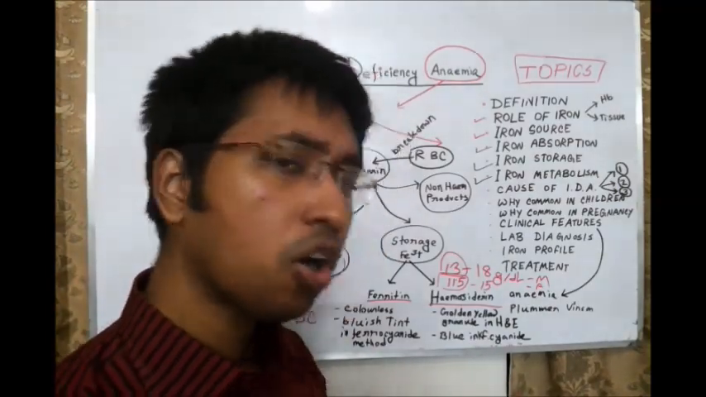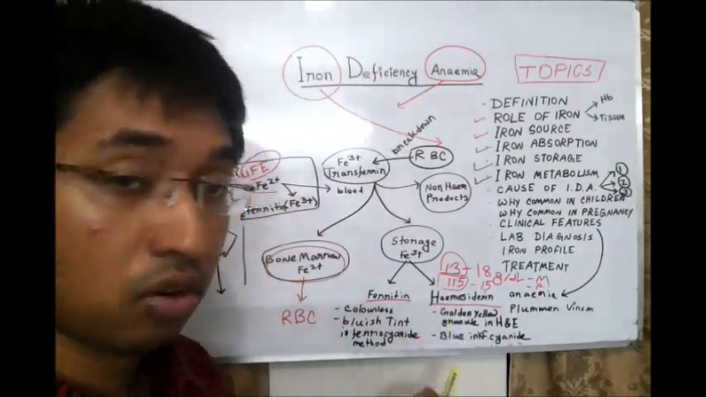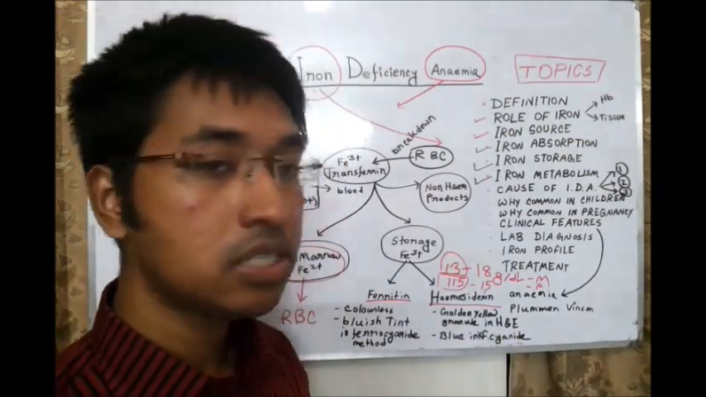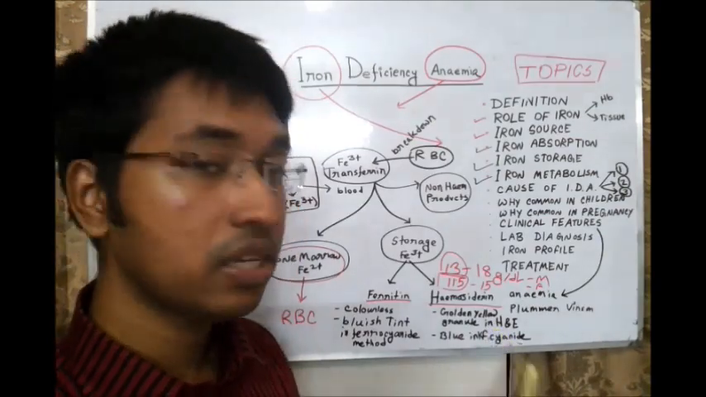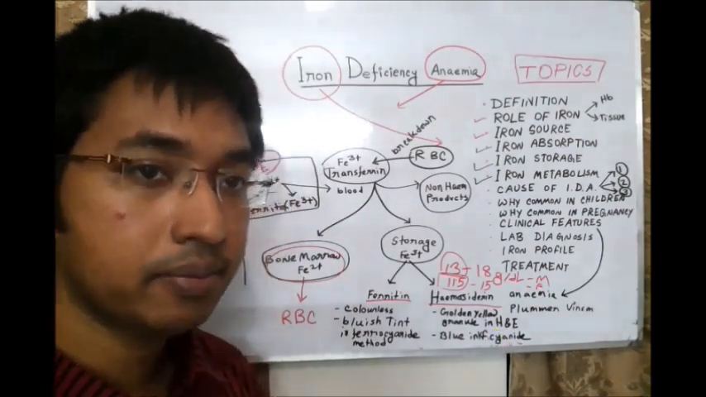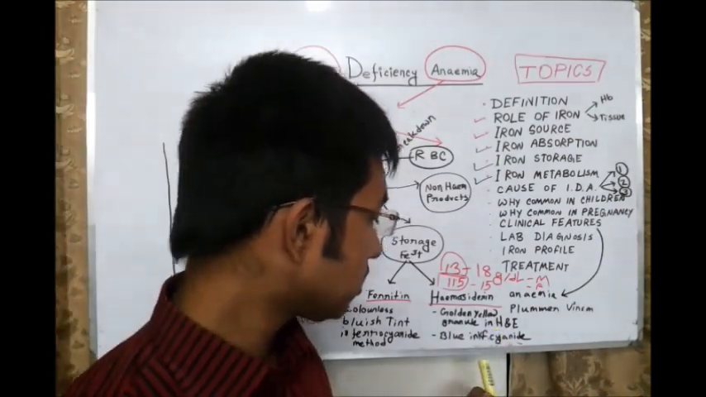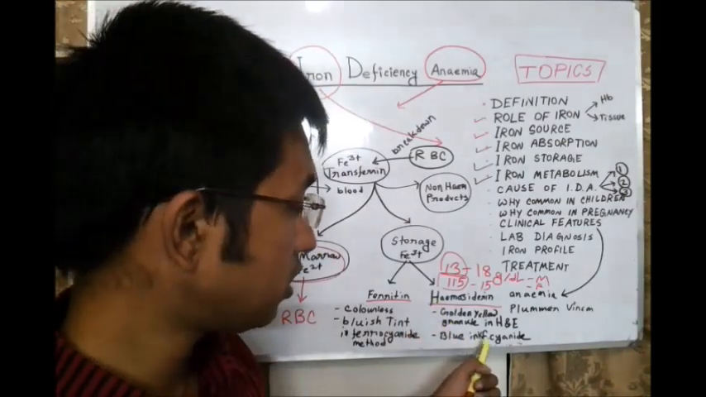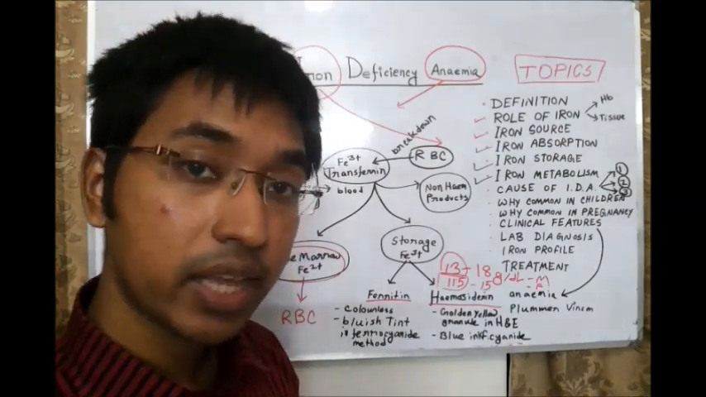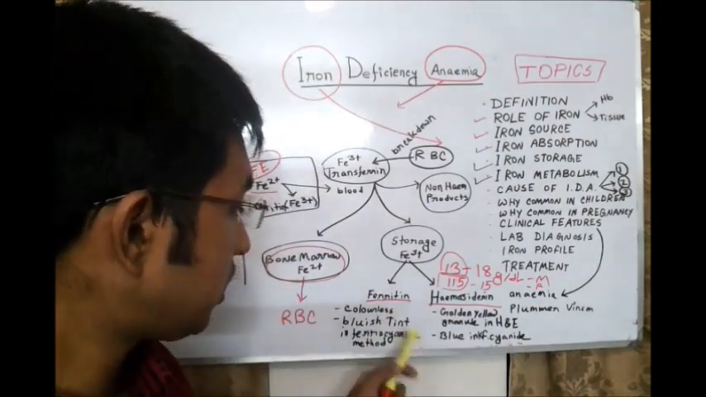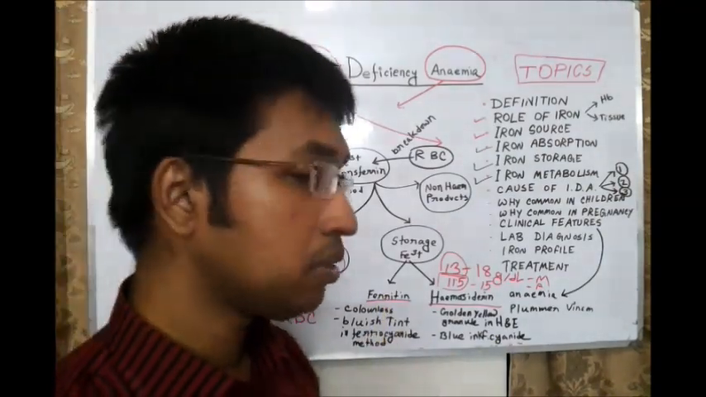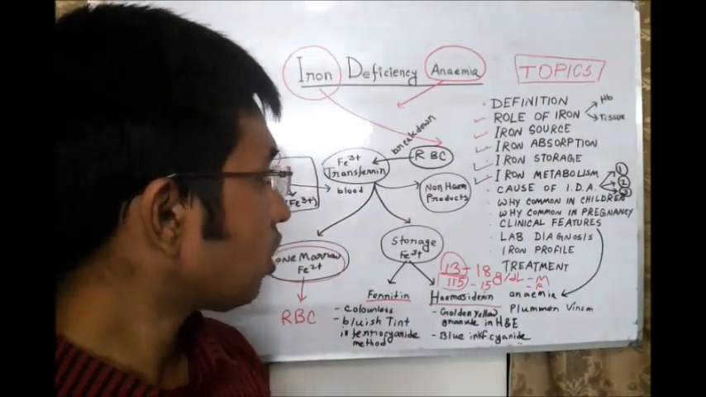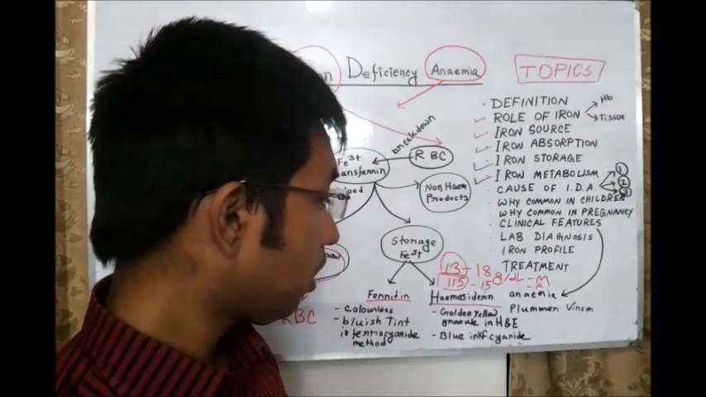So golden yellow or brown is the color of hemosiderin when we stain it with H and E stain, that means hematoxylin and eosin stain. We can also stain hemosiderin with another method, the potassium ferrocyanide stain. In that case it will be similar to the stain of ferritin, and that will be blue in color. Okay, so this is in short about iron metabolism.